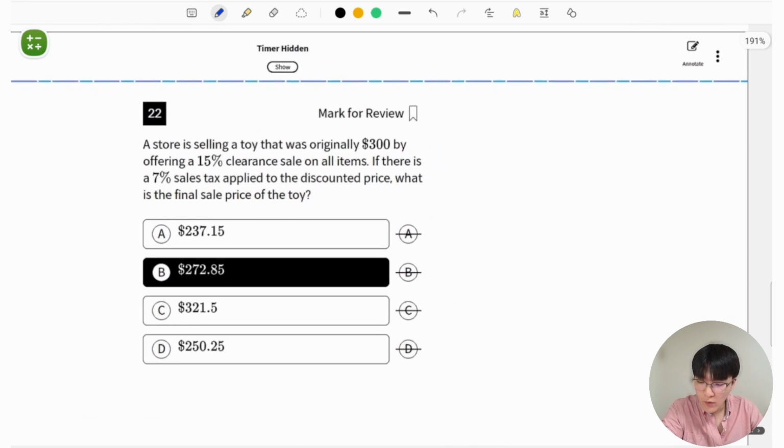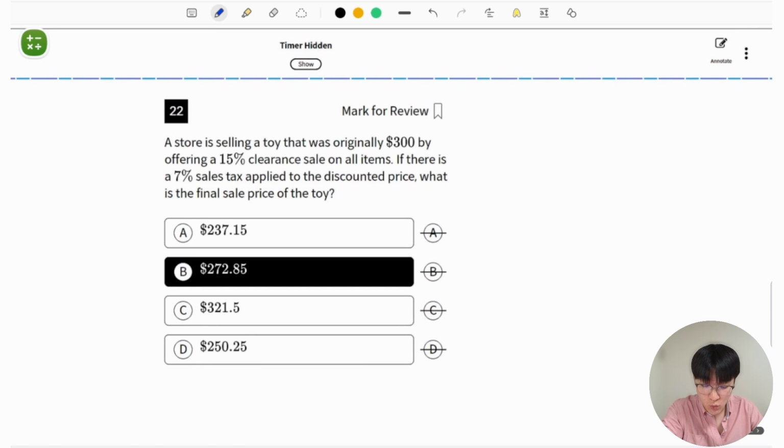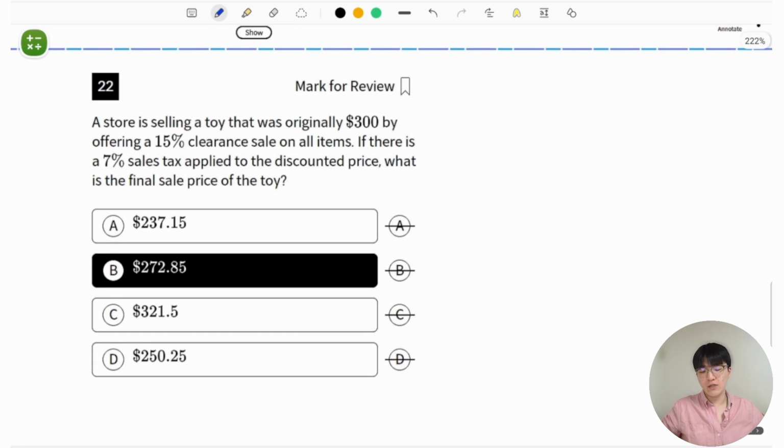All right, final question for test 1, module 1, lower section. A store is selling a toy that was originally $300 by offering a 15% clearance sale on all items. If there is a 7% sales tax applied to the discounted price, what is the final price of the toy? So, start with $300. We get a 15% clearance sale. So how much are we paying if we are getting a 15% discount? We're paying from the original price, we're only paying 85% of it, right? So that's why we multiply that by 0.85.